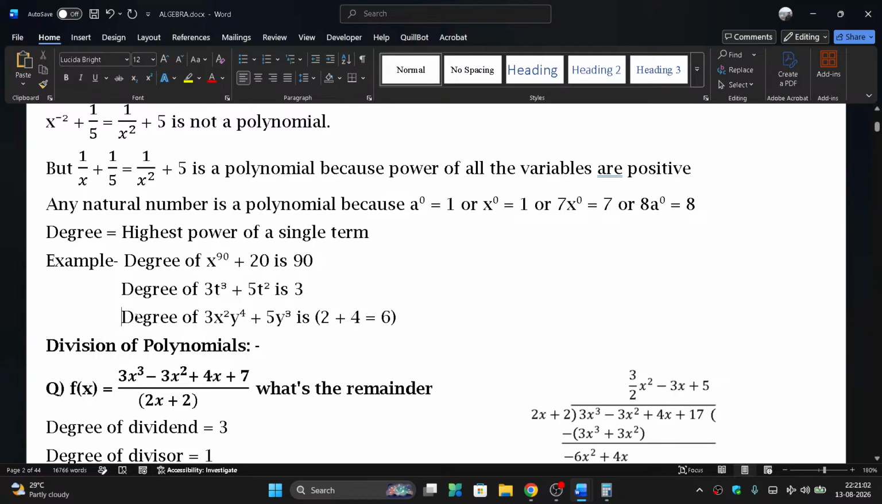Okay, the degree of x square plus x square y to the power 4 plus 5y cube. Sorry, it has to be 3, right? Yeah. Sorry, it has to be 6, because in this term the highest power is 3, but in this one, irrespective of the variable, the powers are getting added up, and the degree of this polynomial is becoming 6.